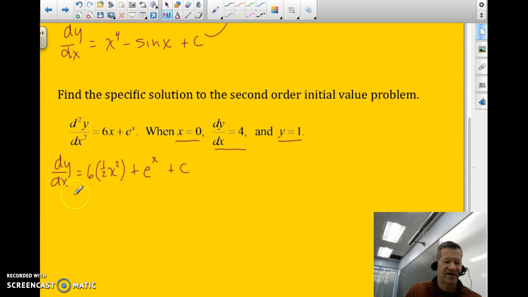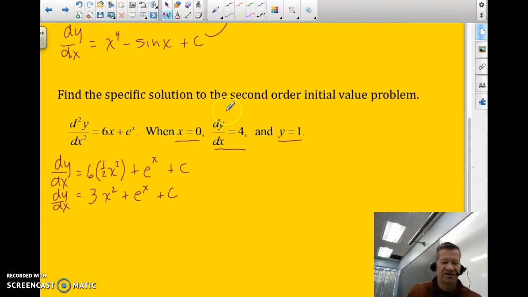Now, let's simplify that just a bit. This would give me 3x squared plus e to the x plus c. Double check before we go on. The derivative of 3x squared is 6x. The derivative of e to the x is e to the x. Yes, it looks good. So this is equal to dy dx.